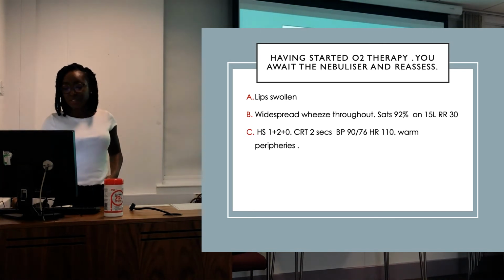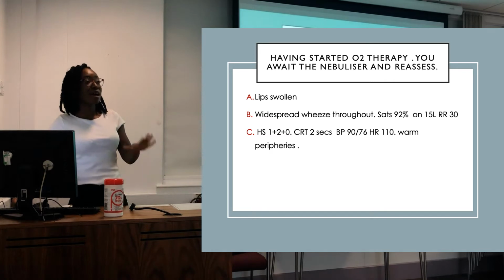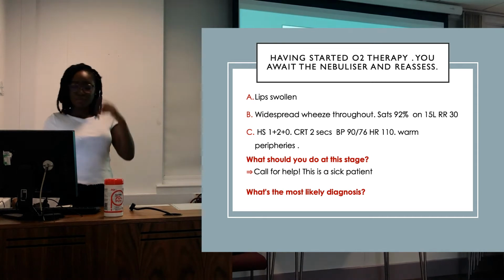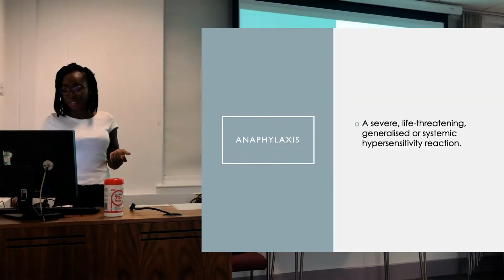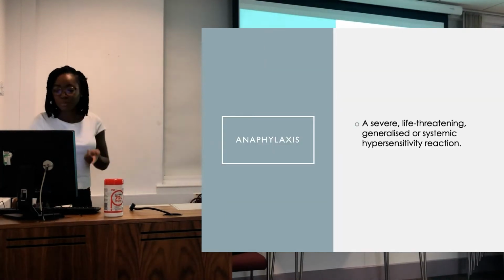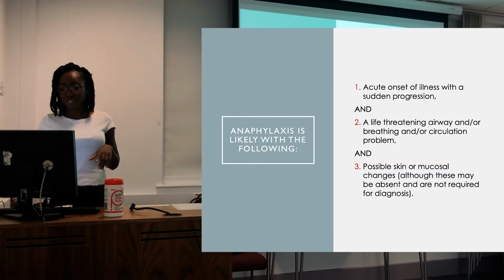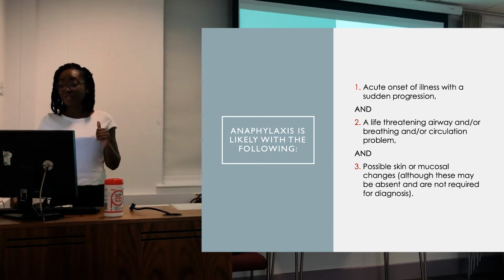You need help. Okay, so whilst you've put out your call and everything, you're going to quickly reassess the patient, continue with your assessment. Heart sounds are normal, but her blood pressure has now dropped. Her heart rate is 110 and she's got warm peripheries. So we've already said what we would do at this stage, call for help, and we've already said what we thought the most likely diagnosis is. So anaphylaxis, just a quick thing about anaphylaxis, is a severe life-threatening generalized or systemic hypersensitivity reaction. It is likely with the following: acute onset of illness with a sudden progression, and a life-threatening airway and/or breathing and/or circulation problem, and possible skin or mucosal changes.